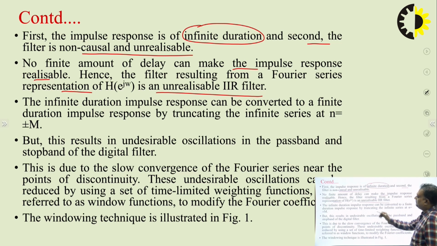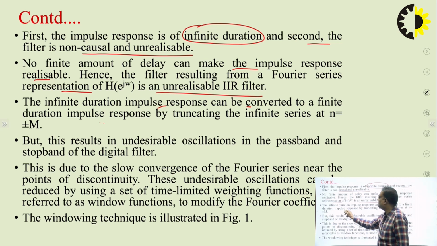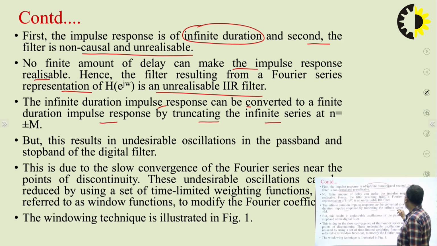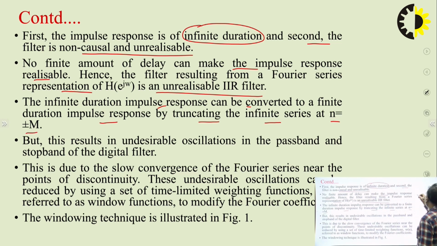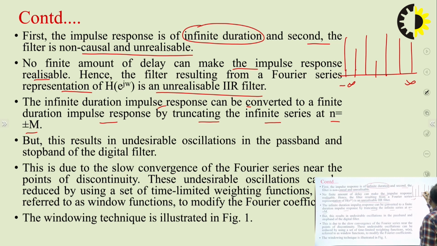Okay. So, the infinite duration impulse response can be converted to a finite duration impulse response by truncating the infinite series at n equals plus minus M. You can see that if you have an impulse response like this, which is of infinite duration, minus infinity to infinity. These are the amplitude values, that may be anything. This is your desired impulse response, extending from minus infinity to infinity. But you are taking some window function like this.